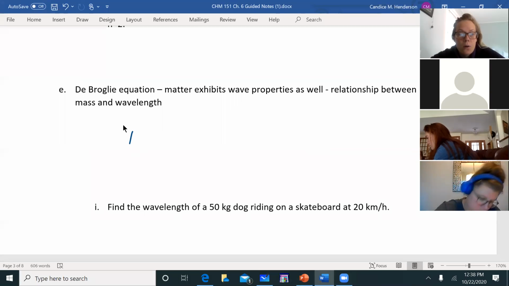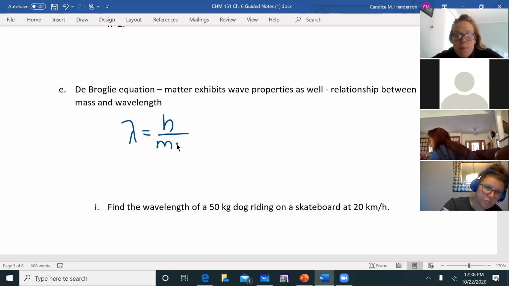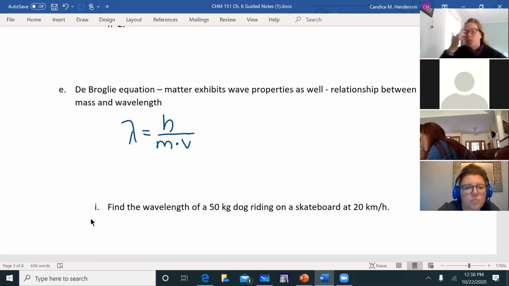All right, we've got our wavelength is going to equal Planck's constant, which is the same Planck's constant as your equations before, divided by mass times velocity. Okay, so both of those are underneath the fraction bar. So let's look at the wavelength of a dog.